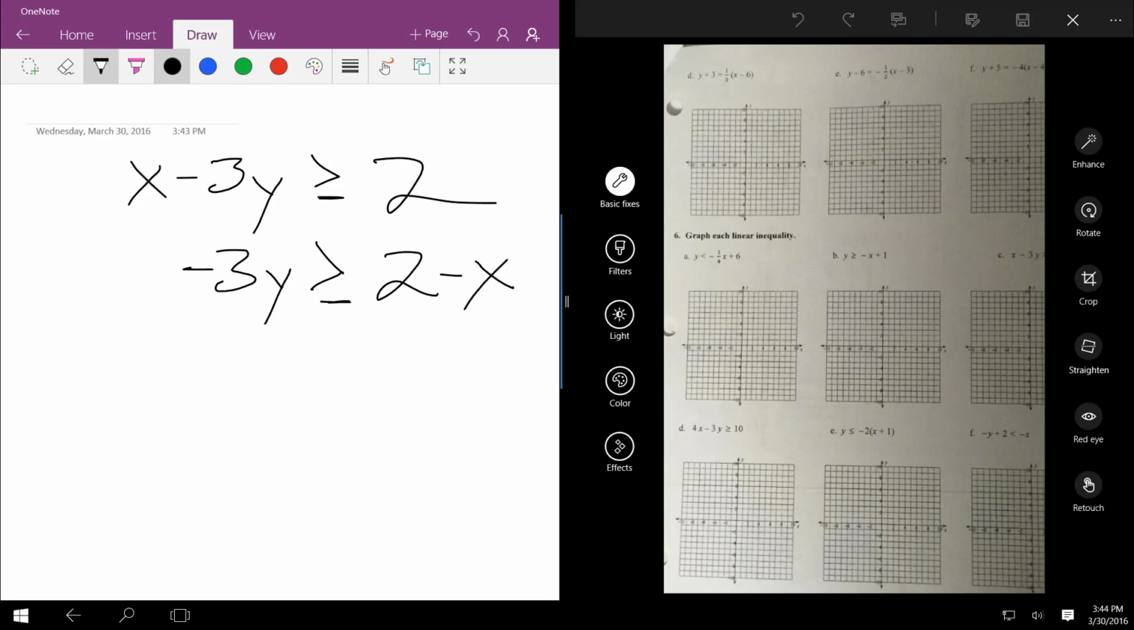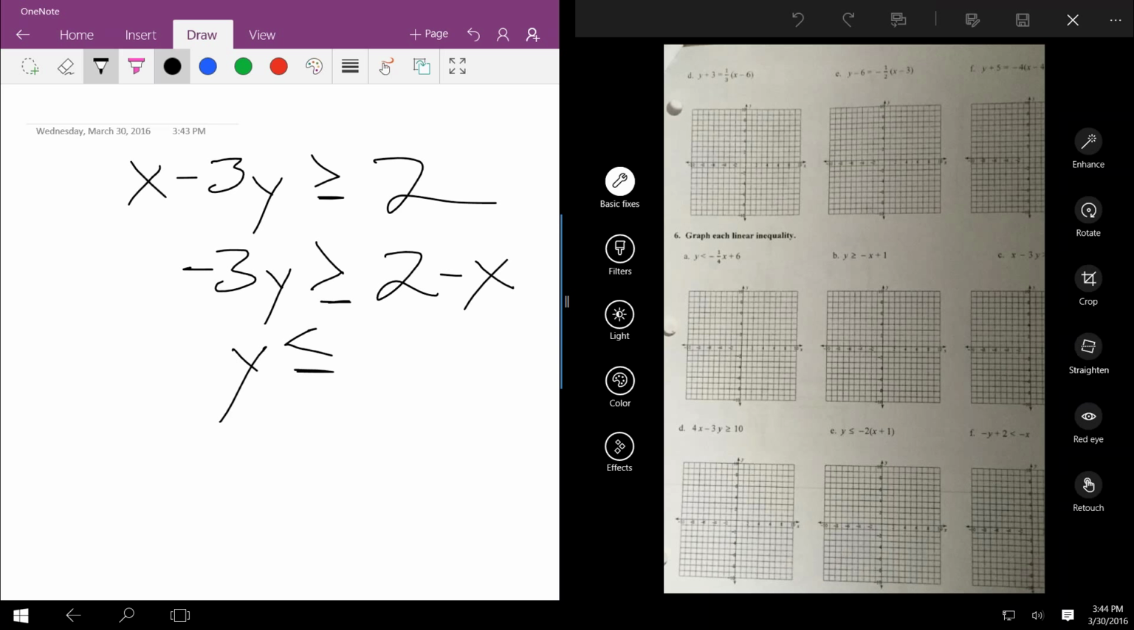Now I'm going to divide by -3, so what's the next line read? Y is greater than or equal to. Whenever you divide by a negative number, Y is less than or equal to, right. That's the biggest difference between inequalities and equations.